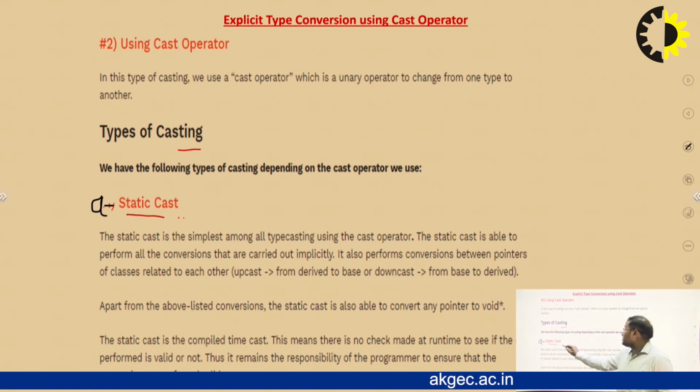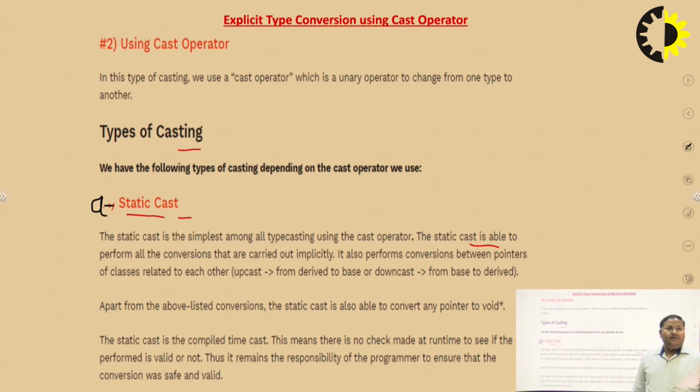In the case of static cast, the static cast is the simplest among all typecasting using the cast operator. The static cast is able to perform all the conversions that are carried out implicitly. It also performs conversions between pointers of classes related to each other, from derived to base or downcast from base to derived. Apart from the above listed conversions, the static cast is also able to convert any pointer to wide string.